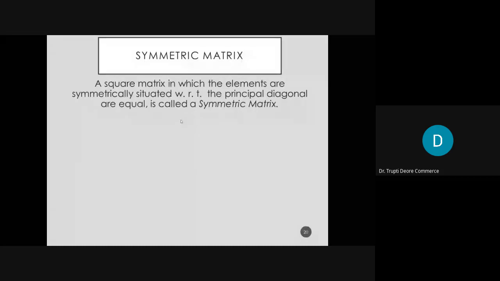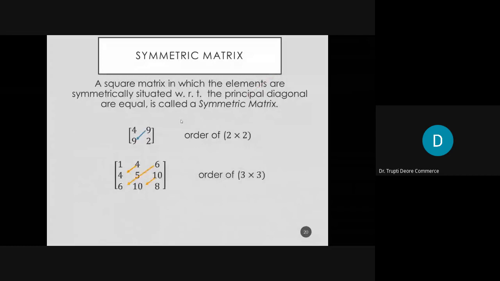So let's see with the example. So here these are same, right? So upper and lower elements are same, non-diagonal. Here 4 4, right? This is 6 6 and this is 10 10. So except your diagonal elements, non-diagonal elements will be the same symmetrically. It is called as a symmetric matrix.